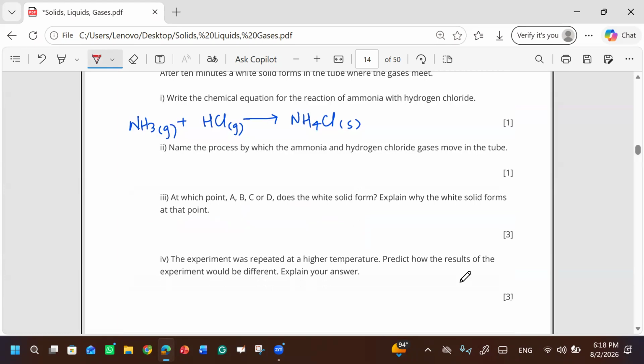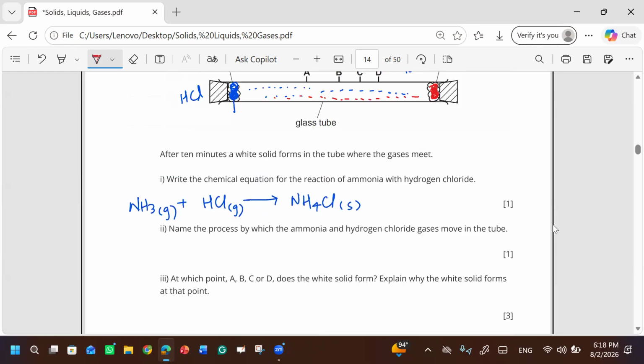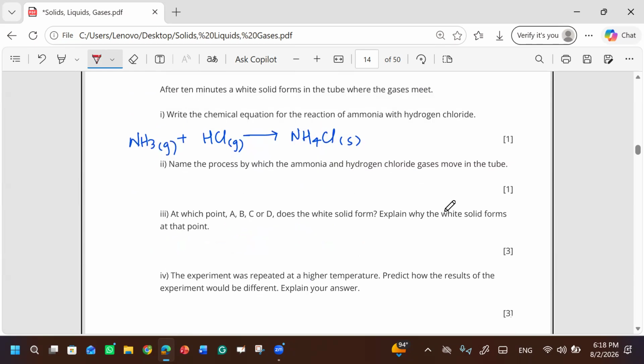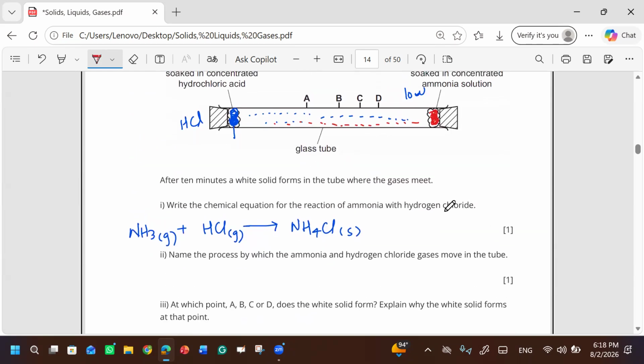Then at what point, A, B, C, or D, does the white solid form? Explain why the white solid forms at that point. At what point will this ammonium chloride form? Is it at B, because all of it is going to be together? I didn't understand this question. It is based on the movement of gas. Which gas will move at a faster rate? That gas will reach further.